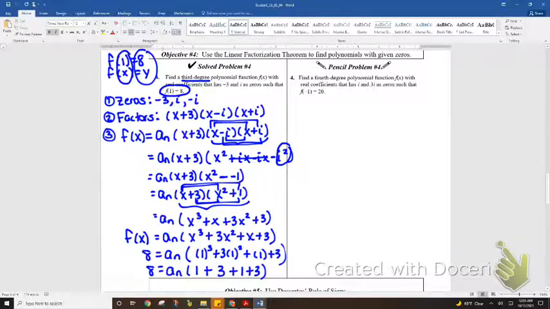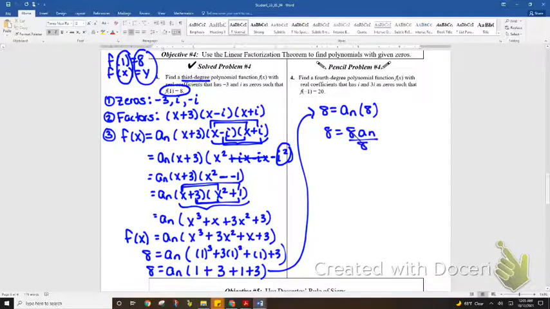So I'm going to have to borrow this other side again. So I have 8 equals a sub n times 1 plus 3 is 4, plus 1 is 5, plus 3 is 8. So this is 8 equals 8 times a sub n. So divide by that 8. And so 1 is equal to a sub n.